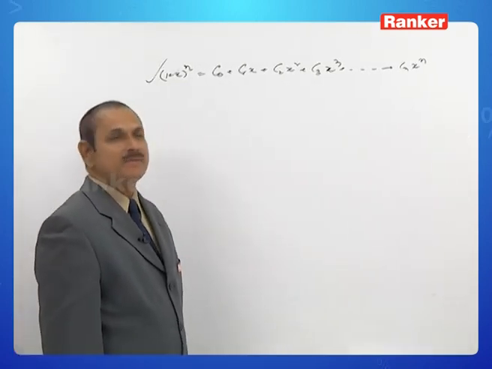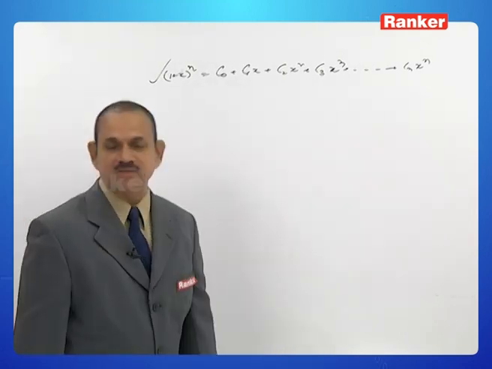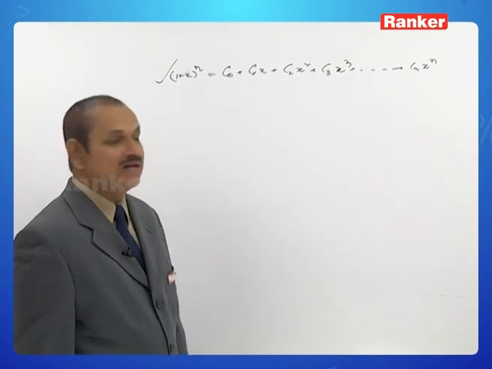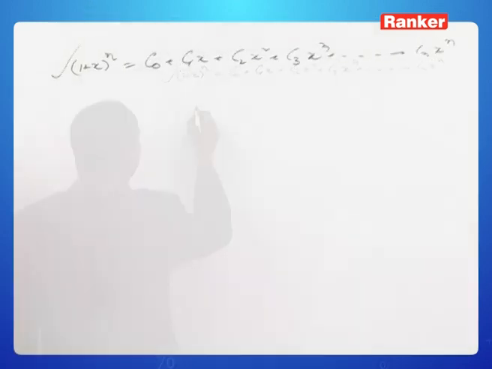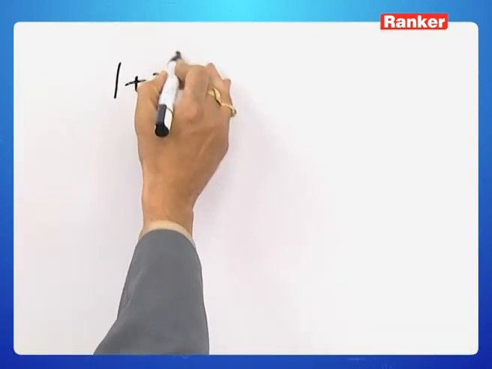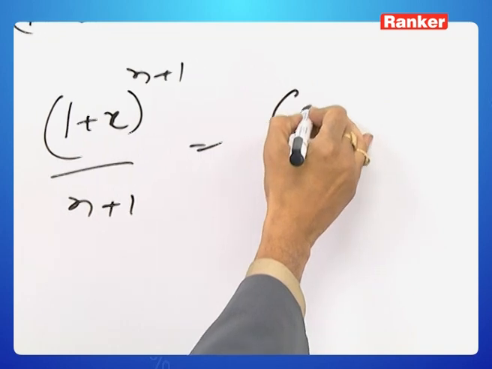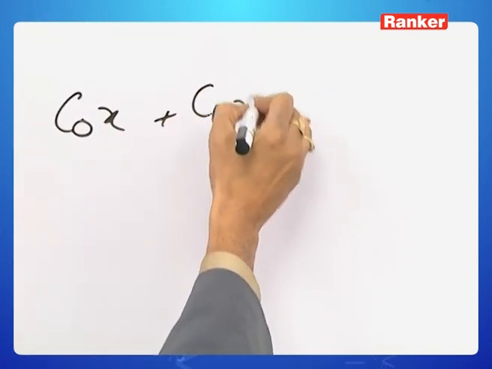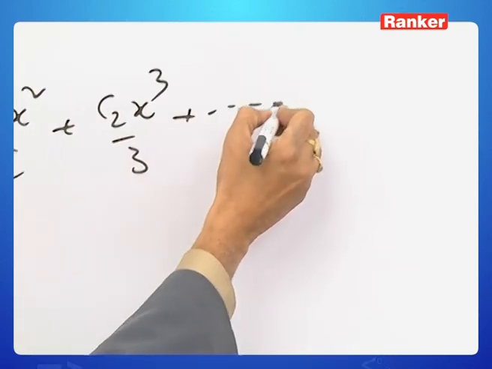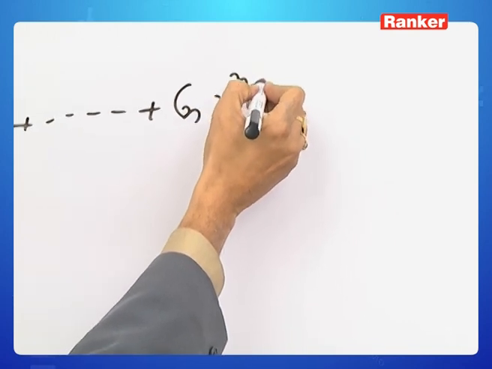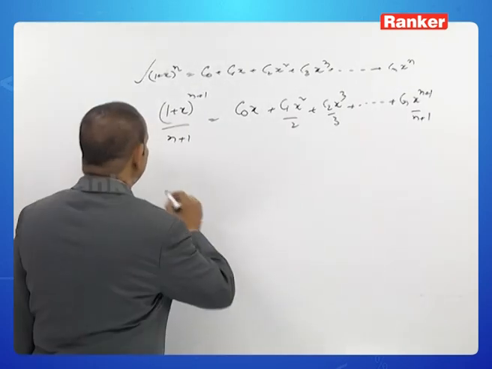Again, let us start with the same expansion, that is 1 plus x whole to the power of n is equal to C0 plus C1x plus C2x square plus C3x cube and so on up to Cnx power n. Let us now integrate it with respect to x on both sides. What do you have? 1 plus x whole to the power of n plus 1 by n plus 1 is therefore equal to C0x plus C1x square by 2 plus C2x cube by 3 plus C3x power 4 by 4 plus etc. and so on, x power n plus 1 by n plus 1. Good. This is again a beautiful expansion.